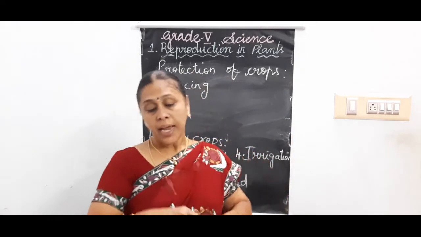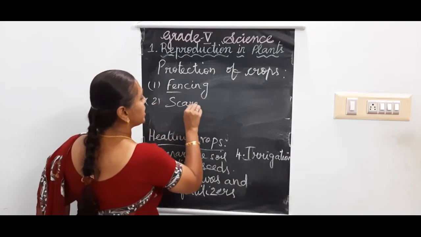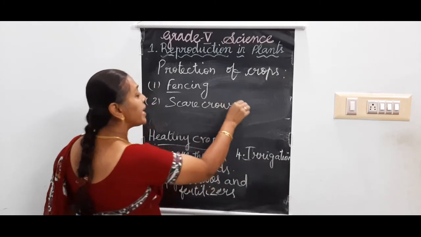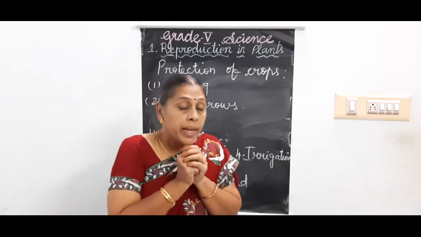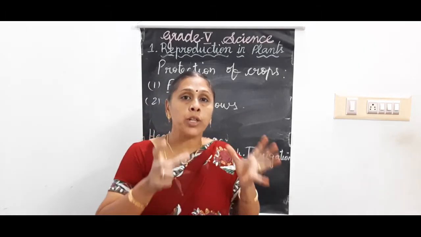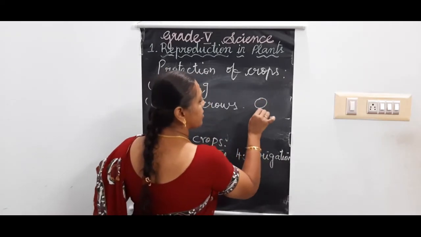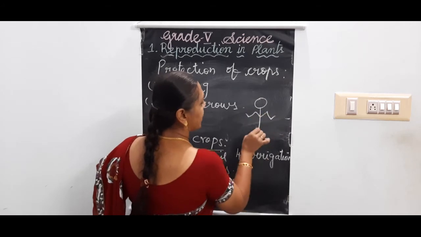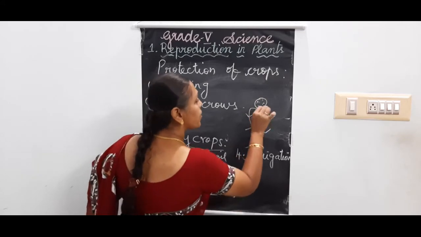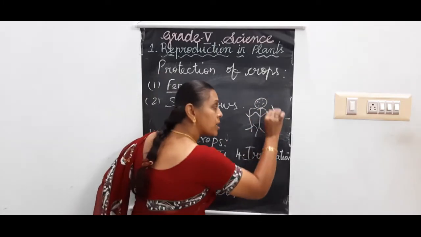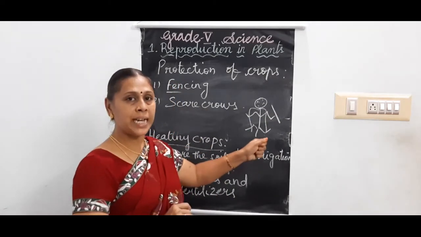Next one, what is that? We can arrange some scarecrows. Scare means what? Scared. We get scared, like that we are saying. Scarecrows. In the field you can see one man standing like this. They will put some dots on this, and they will put some dresses for them, and they will put a stick also in the hand-like structure. So they will make this one stand in the field.